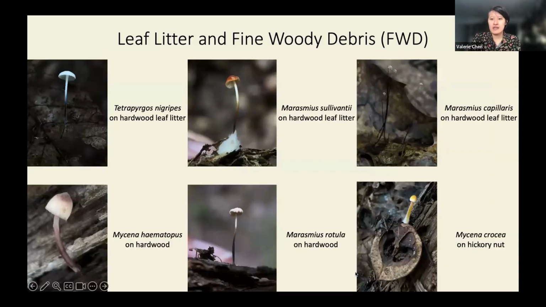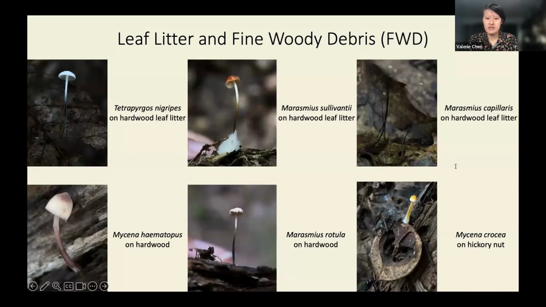Next, I wanted to share fungi that I've collected from leaf litter, which are the dead leaves that fall on the ground, and fine woody debris, which, as I mentioned before, is dead woody material less than 10 centimeters in diameter, like twigs and small branches. A lot of the fungi that exploit these substrates are very small, with stipes just millimeters thick, and I wanted to showcase all the wonderful things that you could miss if you aren't looking for them.